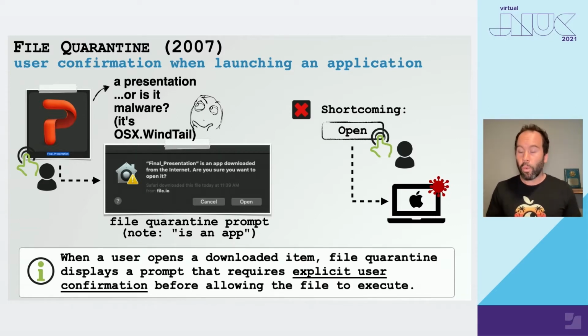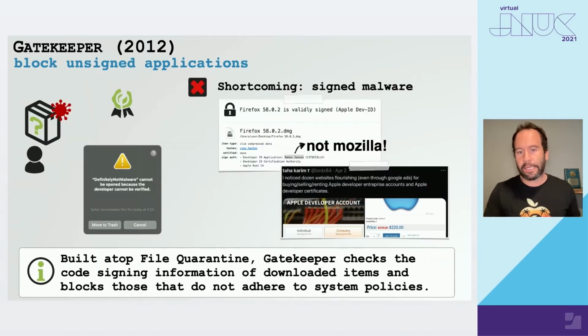In theory, file quarantine will pop up and say, hey, wait a minute, just to let you know, you're not opening a resume, you're not opening a PowerPoint presentation. This is in fact an application from the internet. Are you sure you want to run it? This was a good start, but unfortunately users would just click allow or open in the majority of cases, and thus still inadvertently infecting themselves. Apple then moved to something called Gatekeeper in 2012, and the idea was to simply block unsigned applications.